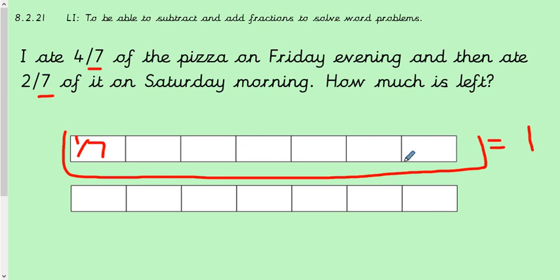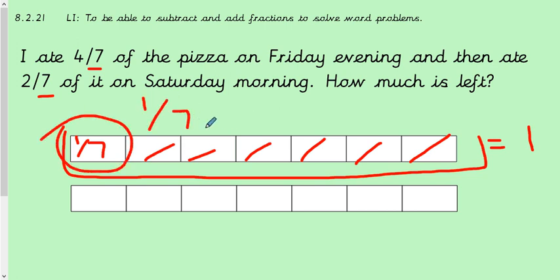And I ate 4/7, so I'm going to take away 4/7 from my whole. 1, 2, 3, 4. And then I'm going to take away another 2 because that's what I ate on Saturday morning. And then we are left with 1/7. So 1/7 of the pizza is left, okay?